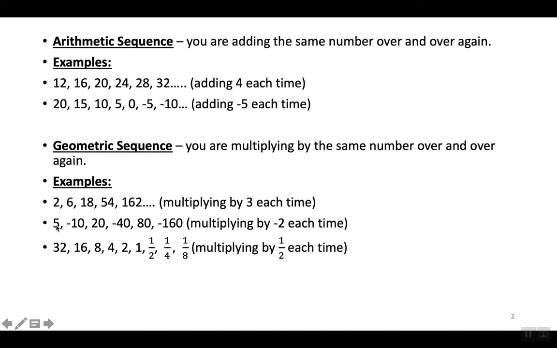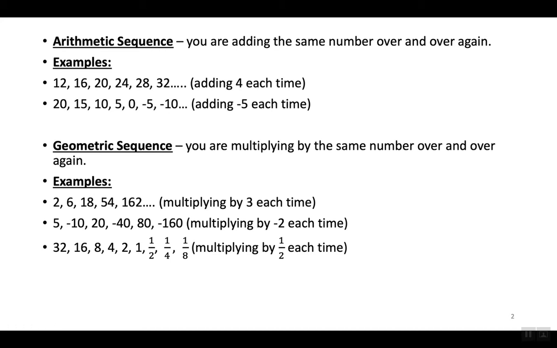Alright, so I start off with the number 5. 5 times negative 2 is negative 10. Negative 10 times negative 2 is positive 20. Positive 20 times negative 2 is negative 40. Negative 40 times negative 2 is positive 80. Positive 80 times negative 2 is negative 160. Notice that when you multiply by a negative number each time, it's switching from positive to negative to positive to negative to positive to negative. All right, so be aware of that.